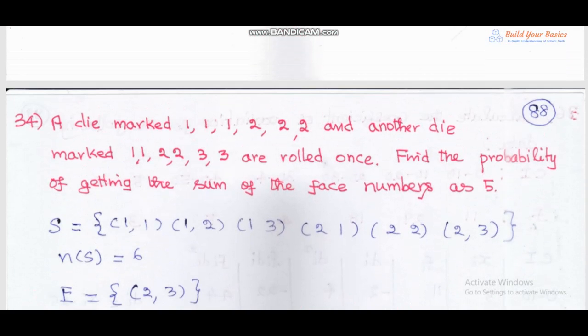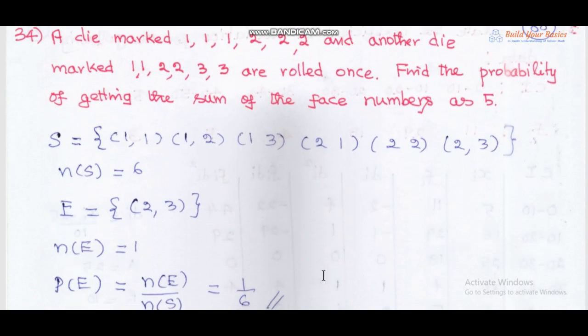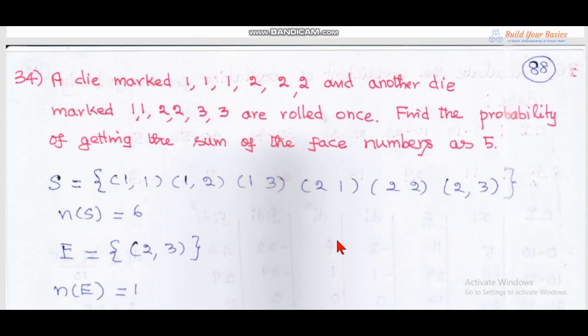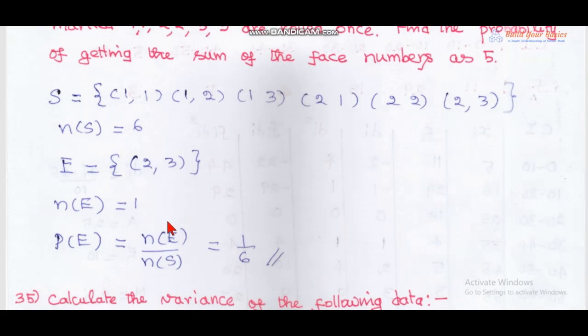Probability of getting sum of the face numbers 5. The event E is 2 3. 2 3 is the only case where the sum of the face numbers is 5. Number of elements in E is 1. Number of elements in the sample space is 6. So probability of E is 1 by 6.